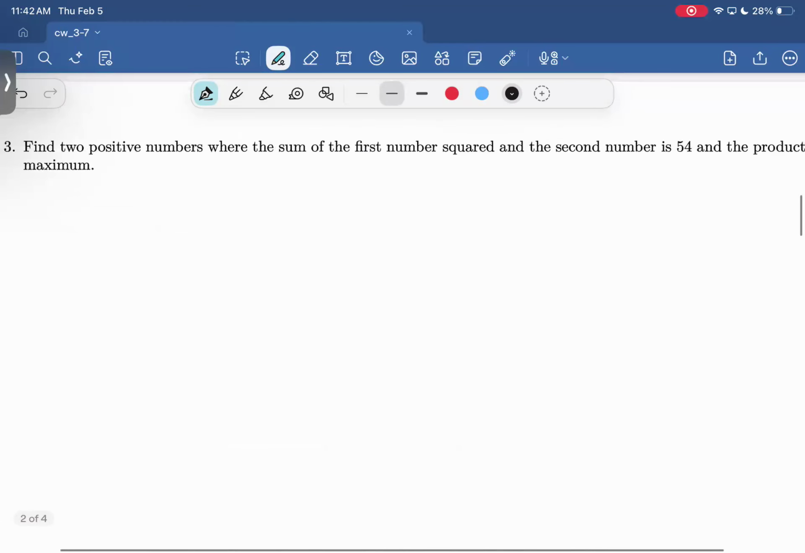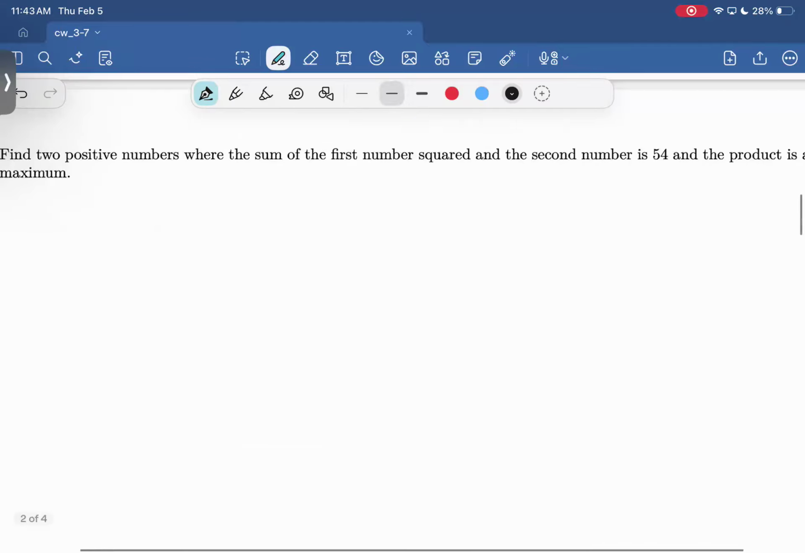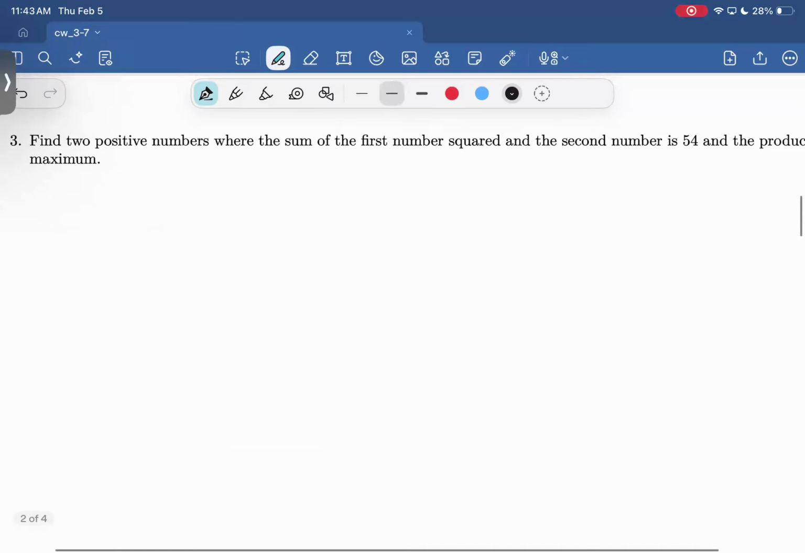Okay, so this one's a little different. Find 2 positive numbers where the sum of the first number squared and the second number is 54, and the product is a maximum. All right, so let's call our 2 numbers x and y.